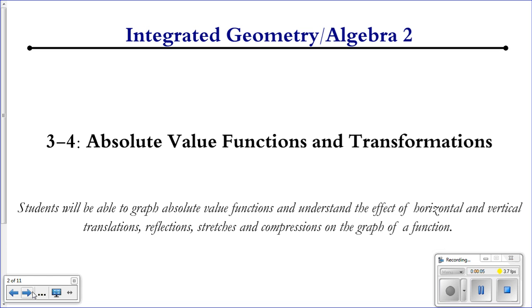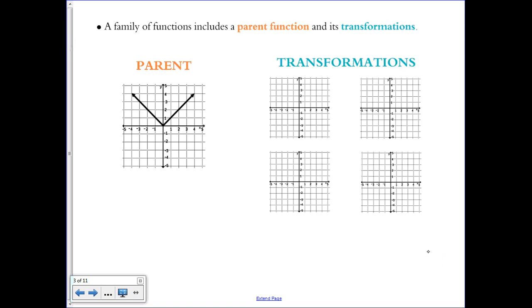This video is about absolute value functions and transformations. So let's review that a parent function is the most basic version of any function, and then the transformations of it are all the different changes you could make to the parent function.